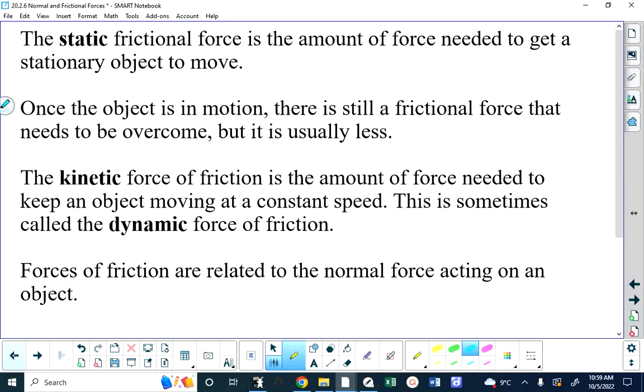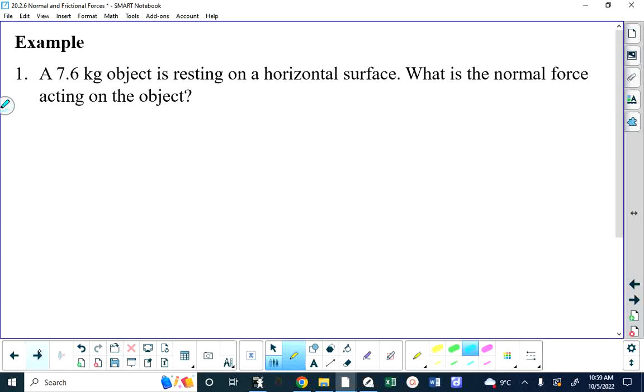Okay. So the forces of friction are related to the normal force acting on an object. So example 1. A 7.6 kilogram object is on a horizontal surface. I want everybody to see if you can figure out what the normal force acting on that object is. This doesn't have anything to do with frictional forces directly.